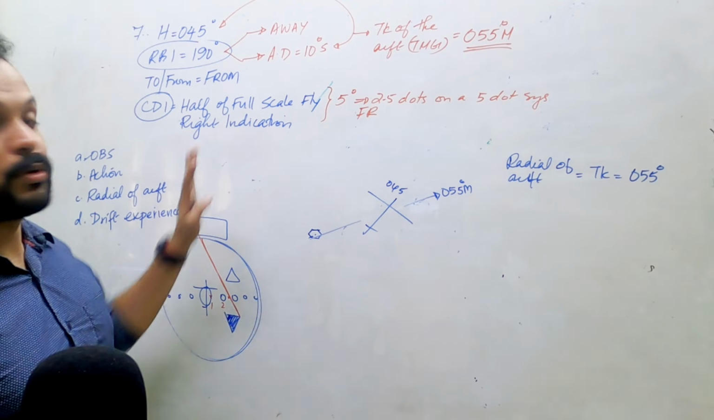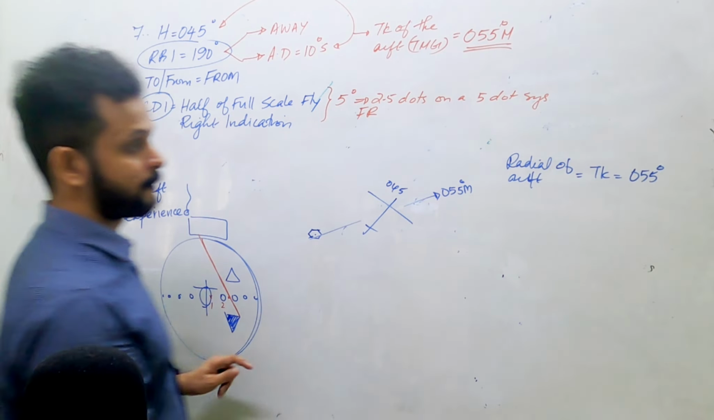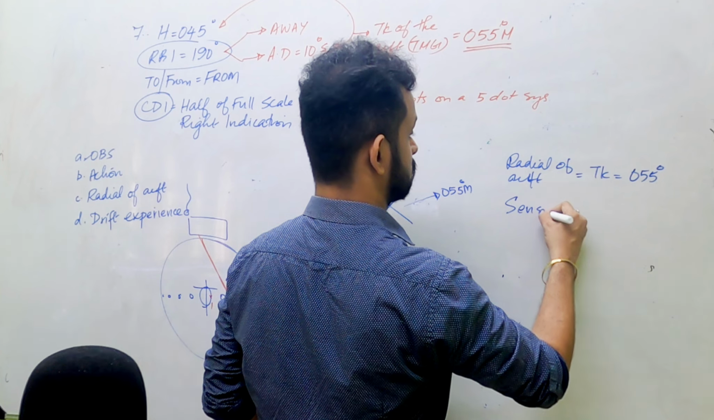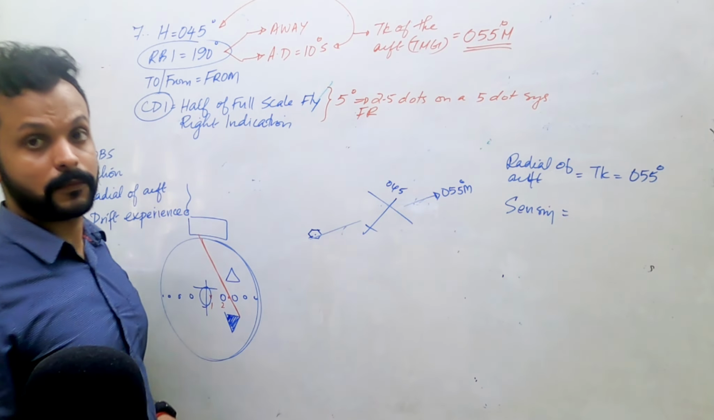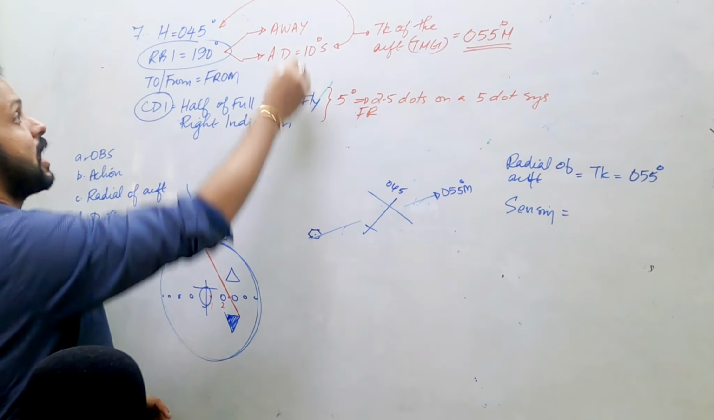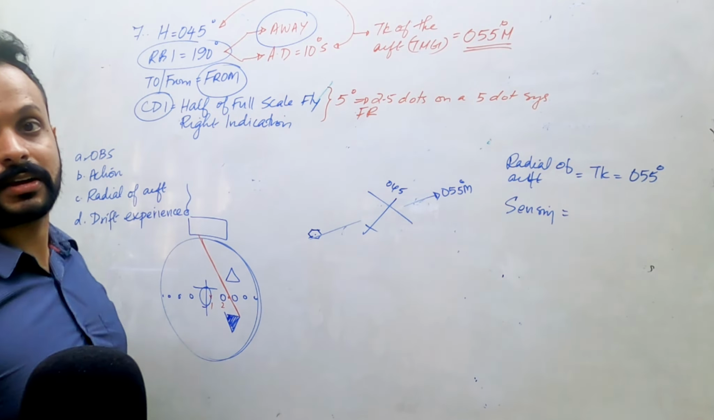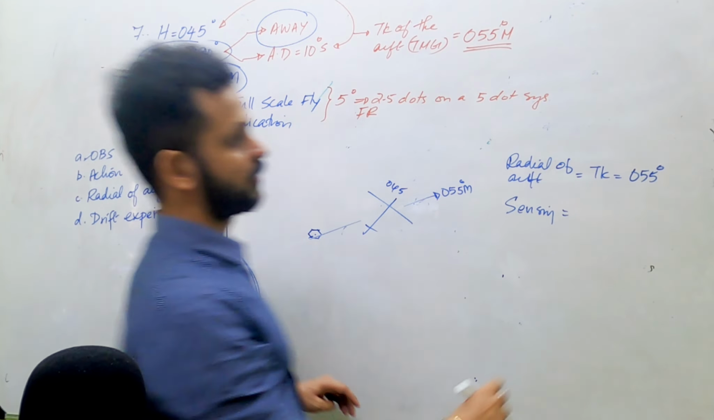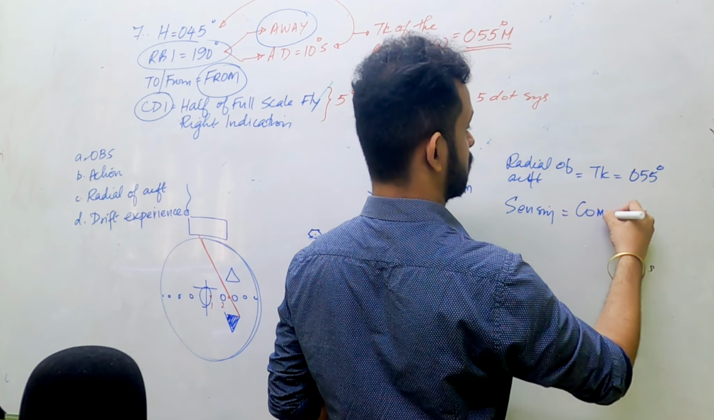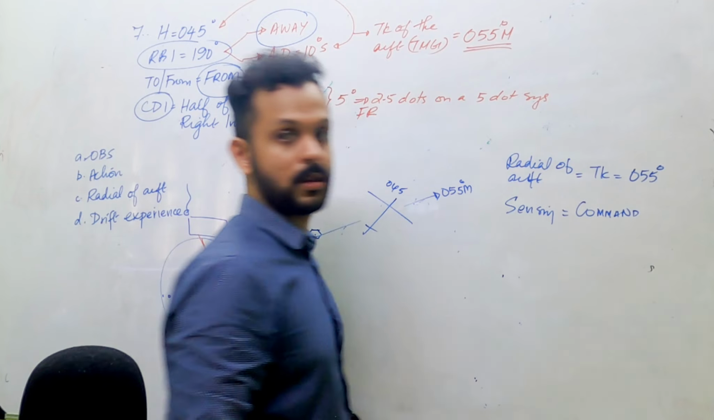So you see, how will you find the sensing? I'm going away and I'm in the FROM. Exactly. So you can see I am moving away from the station with a FROM flag. Therefore, what's the sensing? This is command sensing. It's a command sensing. That's it. This will give you everything together.